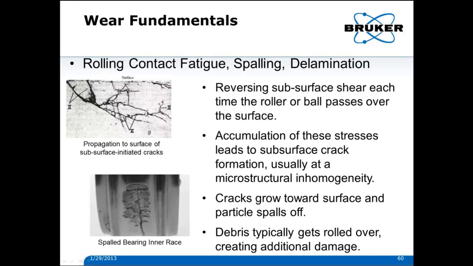Essentially, a crack will initiate below the surface at some inhomogeneity. It will go towards the surface, and then you can see here, this is about to spall out. And this is the result. You have a spall in an inner bearing race. What happens then is the debris, as a result of this, typically gets caught in the interface of the bearing and gets rolled over, and that creates additional damage. So once it starts, it rapidly accelerates.